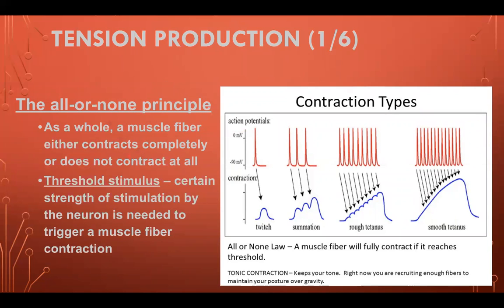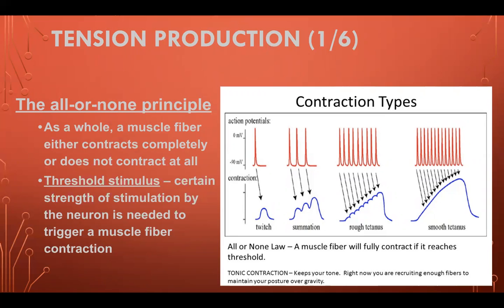All right, so one of the last main concepts that we need to look at is the production of tension, of muscle tension. So first we need to look at what is known as the all or none principle. A muscle fiber is either going to contract or it's not going to do anything at all. So it will fully contract or it will not contract at all.